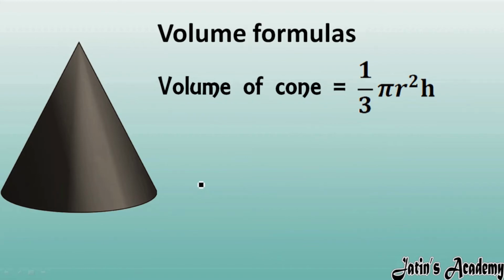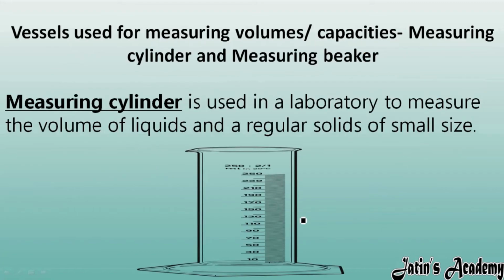Next we have volume of cone. So how to measure the volume of a cone? First of all, this is a cone. Okay. So how to measure the volume of the cone? By using the formula 1 by 3 pi r square h. So what do we mean by r here? R is the radius of this cone. H means the height of this cone. And the pi value, you might now know, is 22 by 7, which is a constant value.